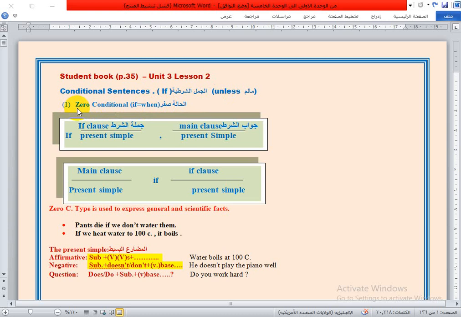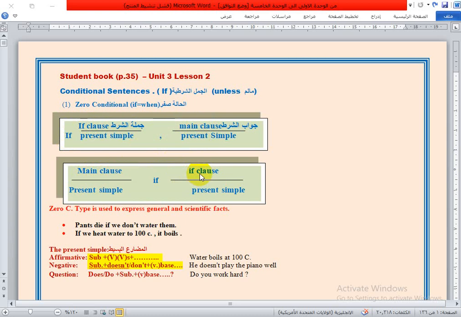First type is the zero conditional. النوع الأول هو الحالة الشرطية صفر. If can be put at the beginning and we can also put if in the middle. If must be followed by if clause, then we put a comma and then we put the main clause. We can put if in the middle. Here if should be preceded by the main clause and followed by if clause.